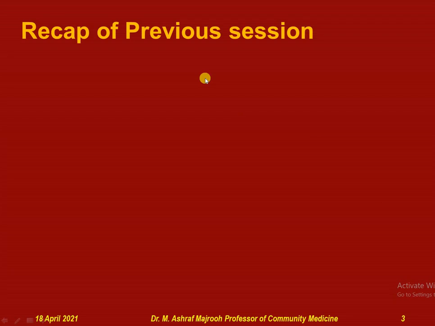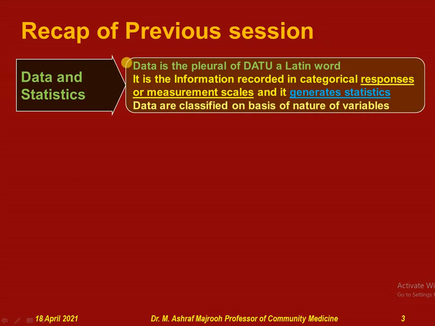In the previous session, in the introduction of statistics, we talked about data and statistics. Data is the plural of datum, a Latin word. It is the information recorded in categorical responses or measurement scales, and it generates the statistics. Data are classified on the basis of the nature of variables.